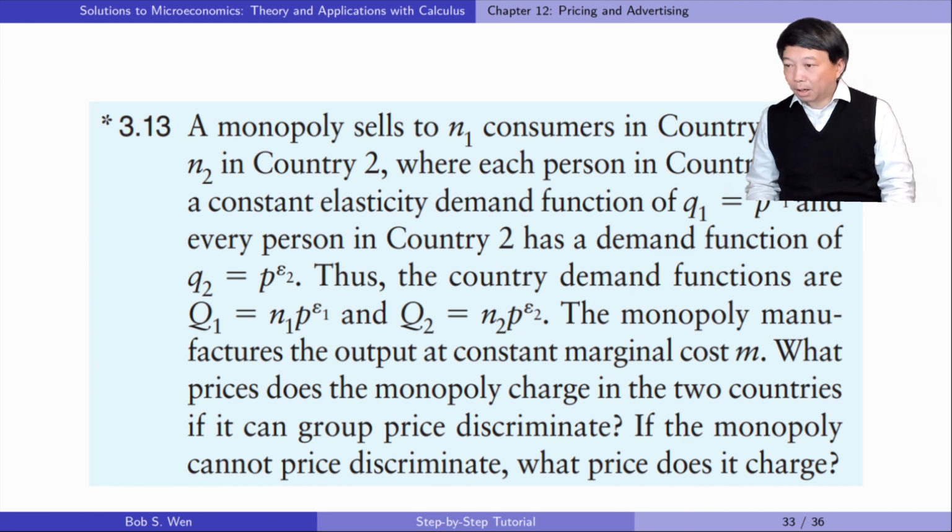The monopoly manufactures the output at constant marginal cost M. What prices does the monopoly charge in the two countries if it can group price discriminate? If the monopoly cannot price discriminate, what price does it charge?